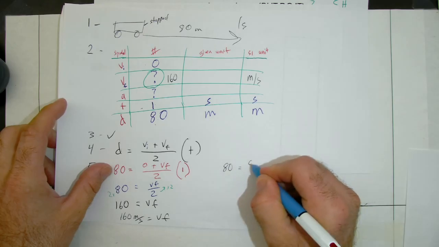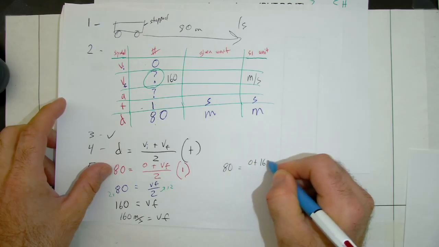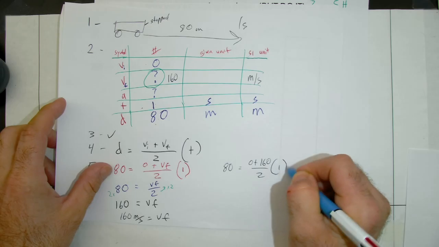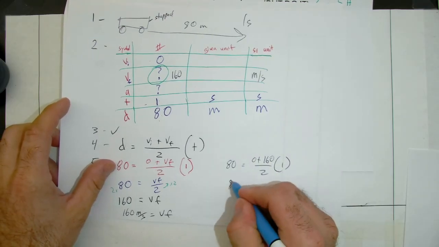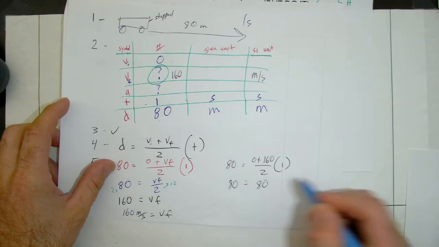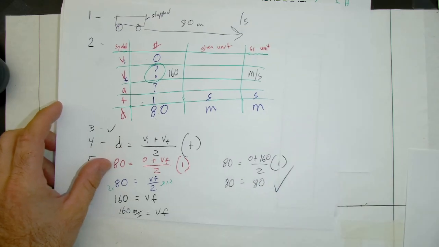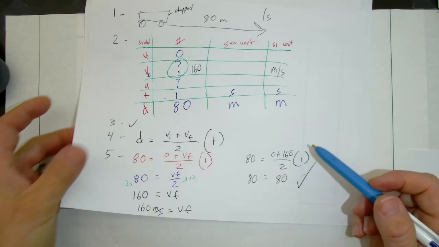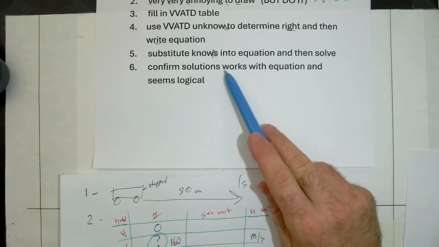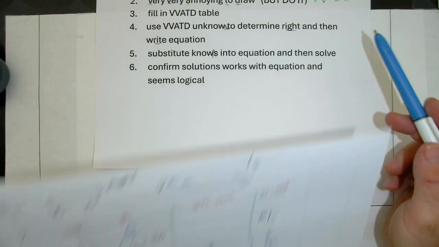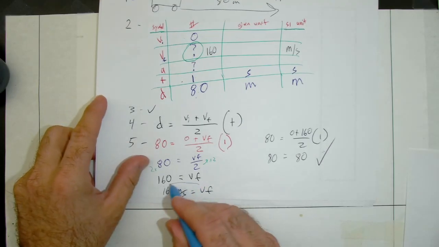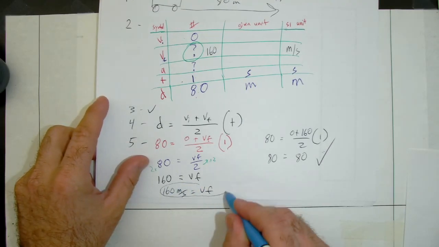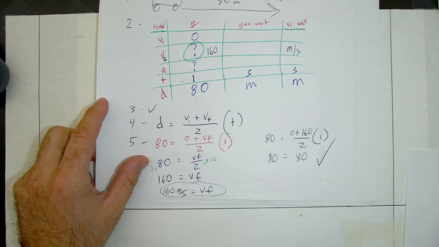80 equals 0 plus 160 over 2 times 1. And you can solve this, and you should find, in fact, that 80 equals 80. And so, yes, we did check it, and we're good. That's the final thing for step 6, that the solution works with the equation. Another really good thing to do, I don't know that it's on there, but a good rule of thumb, age-old practice, is to circle your final answer.